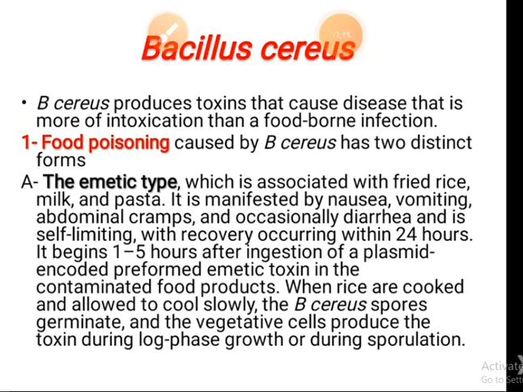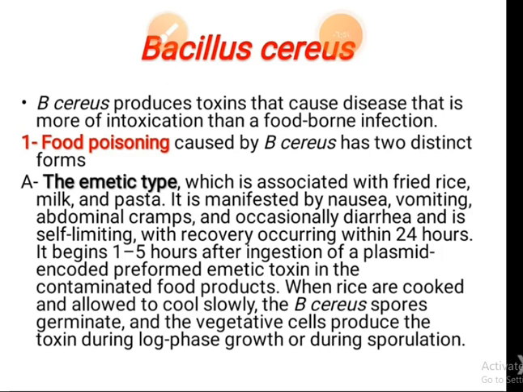When rice is cooked and allowed to cool slowly, the spores will germinate and the vegetative cells will produce the toxin during the log phase growth or during sporulation. So the main symptoms in this type of infection are vomiting, abdominal cramps, and occasionally diarrhea.